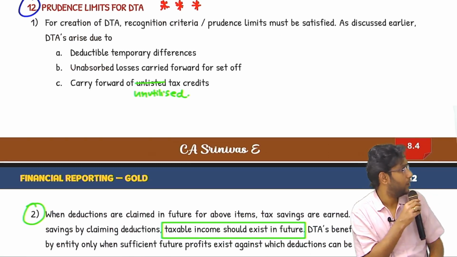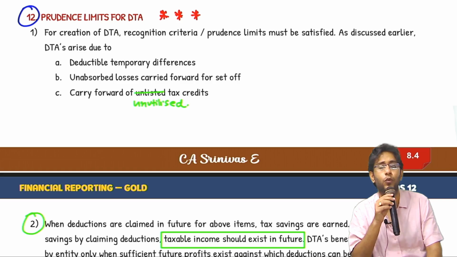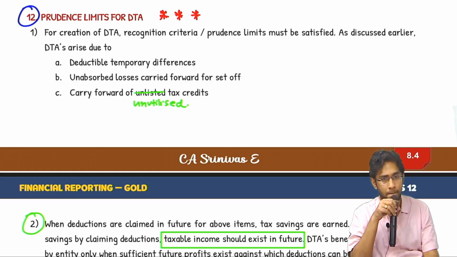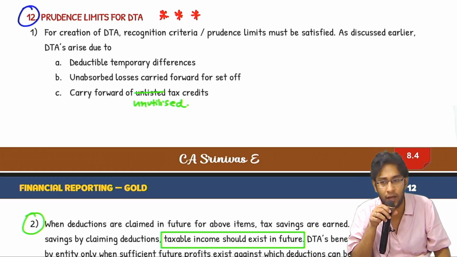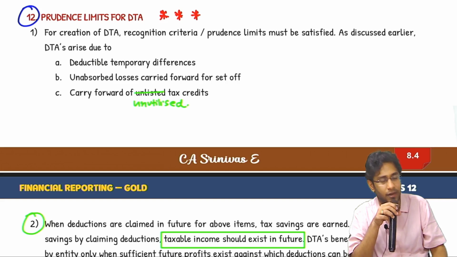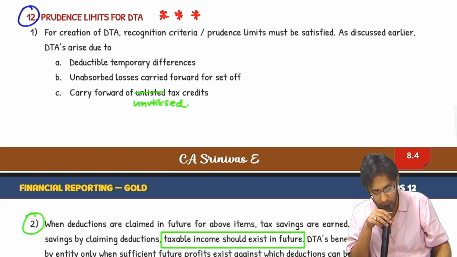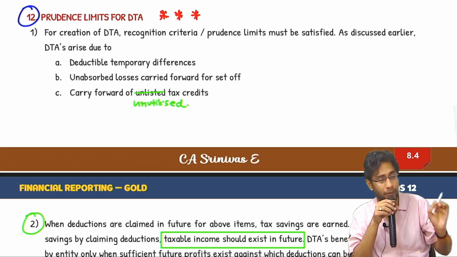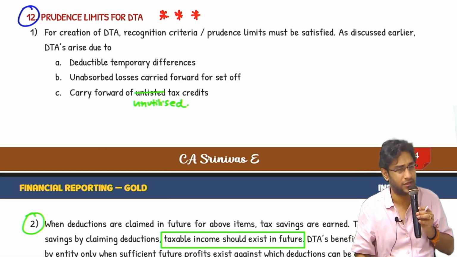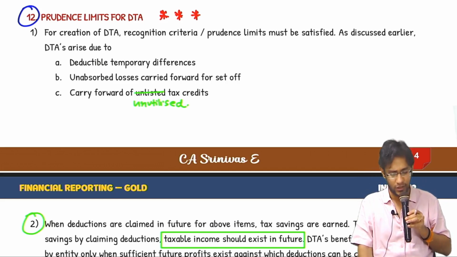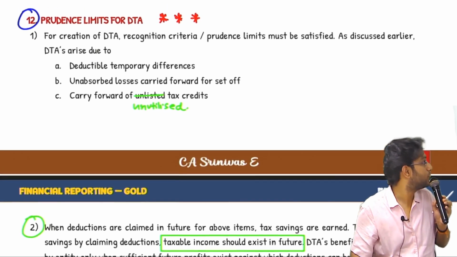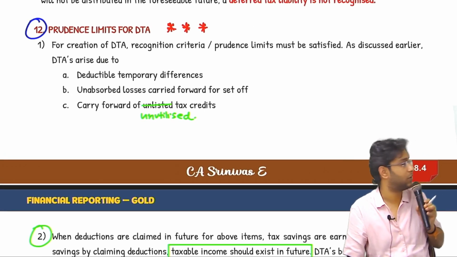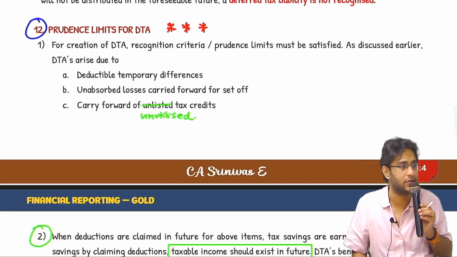In 8.4 there is something called prudence limits for DTA. In that C pointer, it's printed as unlisted, please make it unutilized. In some books it is corrected, in some books it is not. First editions have some printing errors only, no concept mistakes, don't worry. Some books I have corrected, some books we have to update. C point, instead of unlisted it should be unutilized.